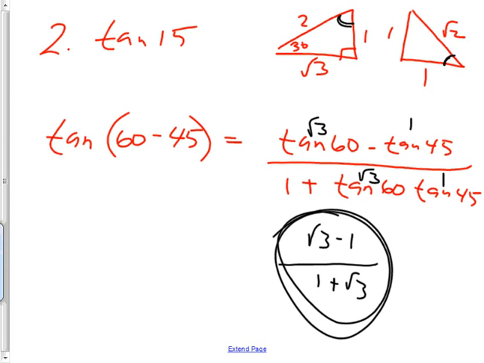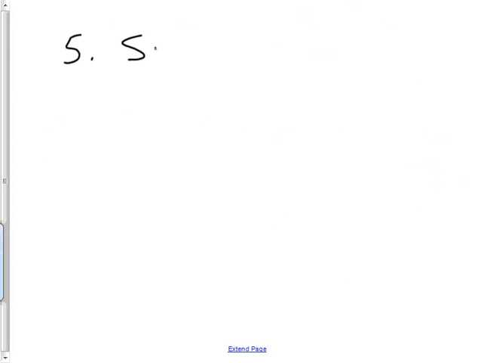Get that one? Just follow the pattern. All right, now let's try to fight through sine of pi over 12 together. That's number 5. Sine of pi over 12.